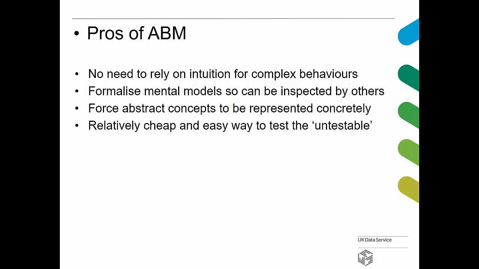Agent-based models are relatively cheap and easy, and they can test the untestable. So in this case, I could test a game of telephone with a dozen people maybe, but it would cost a bit of money to pay for their participation and to hire a room and some kind of white noise machine. But if I wanted to run a game of telephone with 1 million people, I would not be able to get the funding to run that.